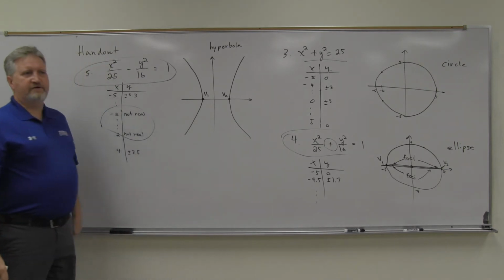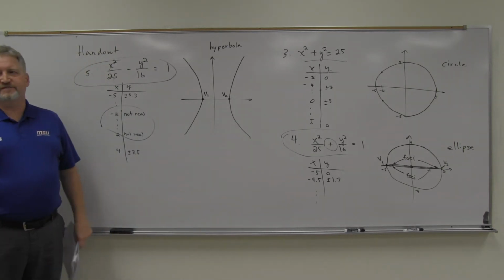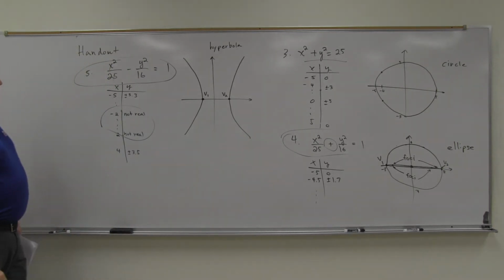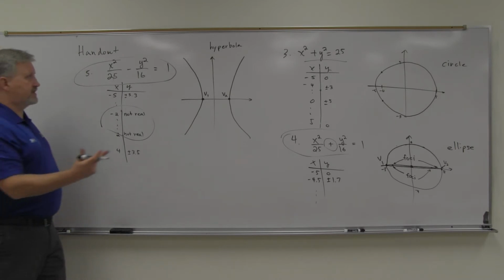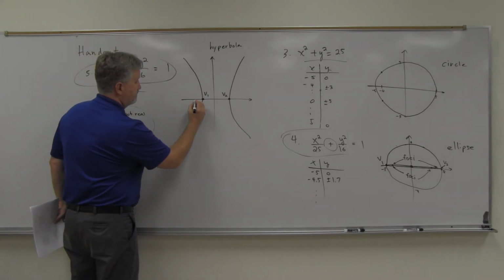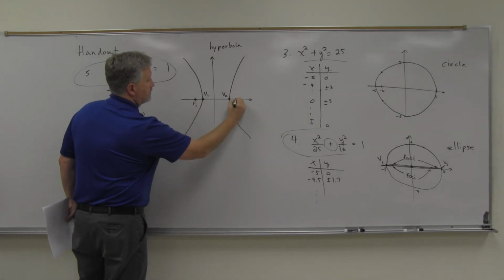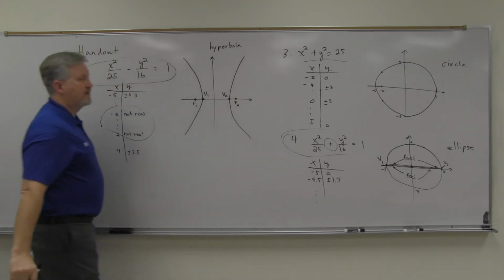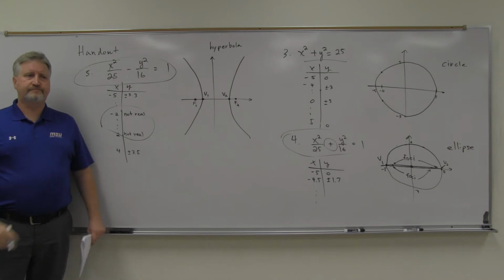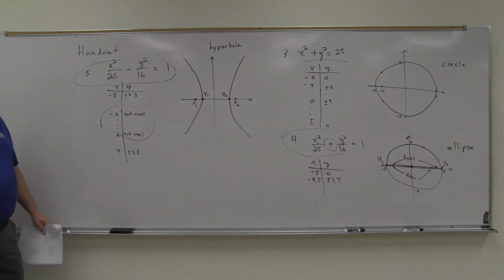Call them vertex 1 and vertex 2. You've got 2 vertices on an ellipse, I mean hyperbola, as well as you do on an ellipse. And you also have 2 foci, and here's where the foci usually lie in a hyperbola. They're out here. Focus 1 and focus 2. That's where those are going to lie.